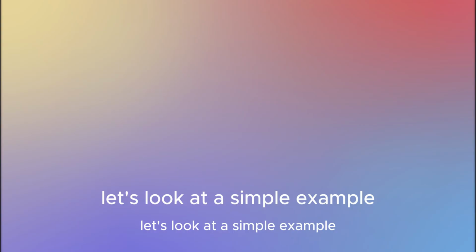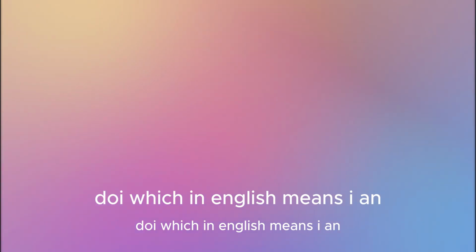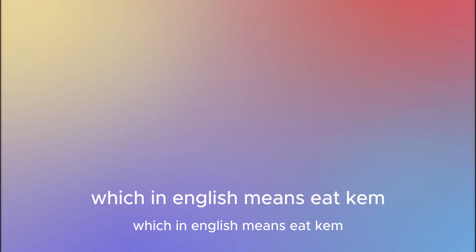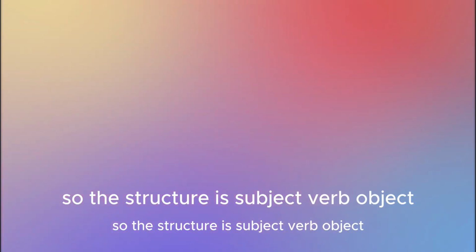Let's look at a simple example. Tôi ăn cơm, which in English means I eat rice. Break it down. Tôi, which in English means I, ăn, which in English means eat, cơm, which in English means rice. So the structure is subject, verb, object.